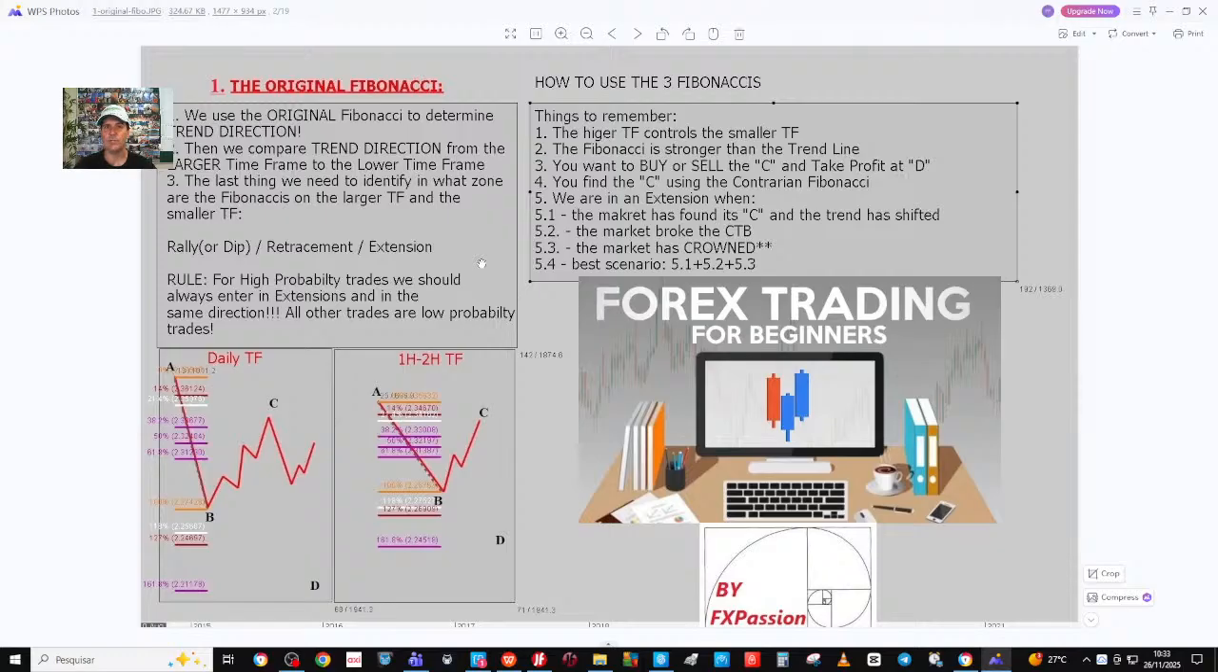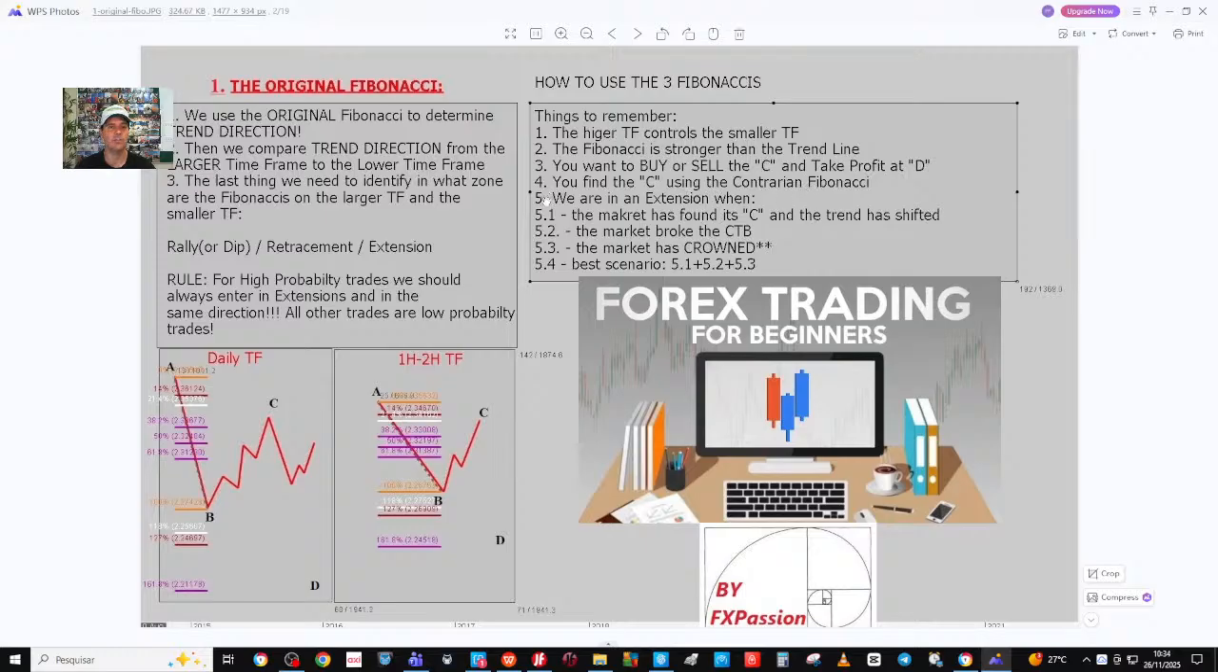Step by step talking about trading. Things to remember: the higher time frame controls the smaller time frame. The Fibonacci is stronger than the trend line. You want to buy or sell the C and take profit at the D. You will find the C using the Contrarian Fibonacci.